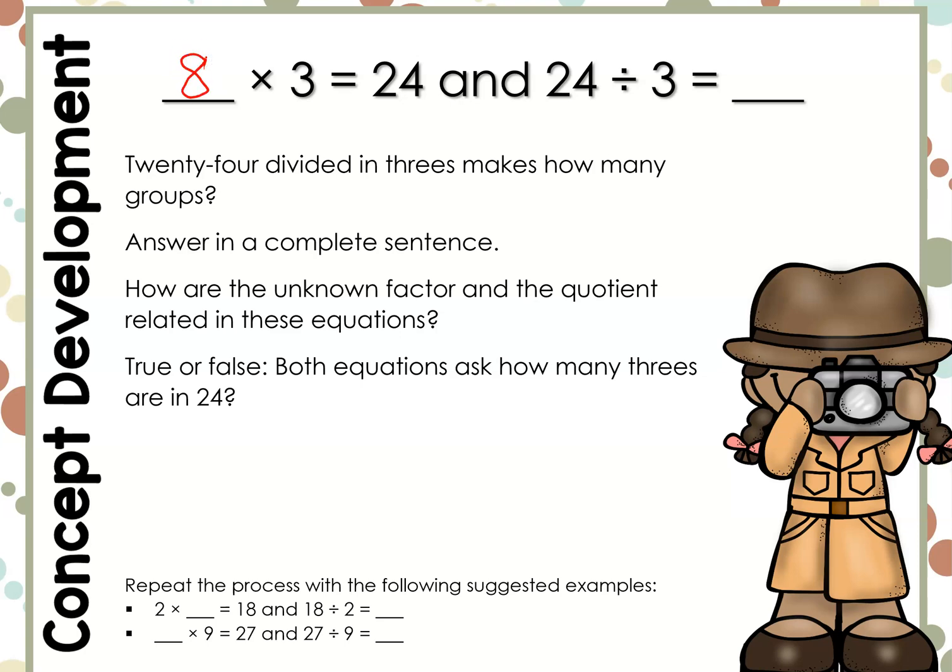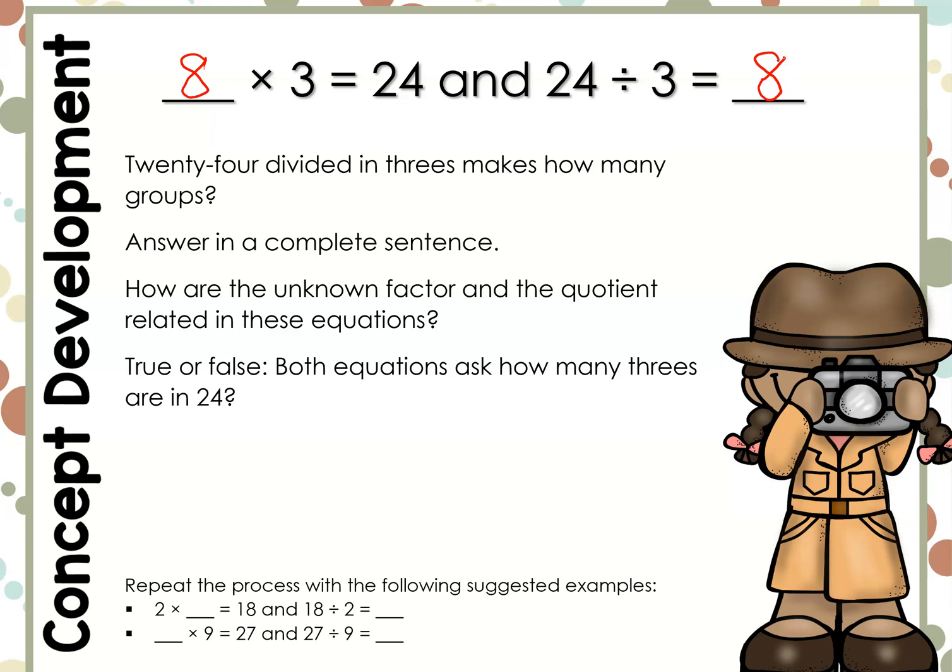So we have 8 times 3 equals 24. If we turn that around into a division problem, we would have 24 divided by 3. Okay, but if those problems are related, which number's missing? We have 24 in both problems. We have 3 in both problems. Which number are we missing in the division problem? 8.